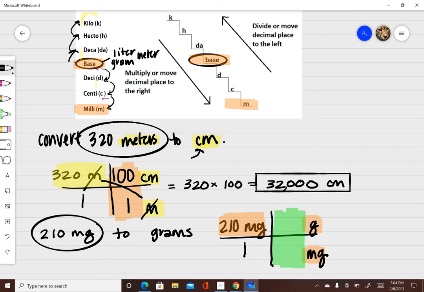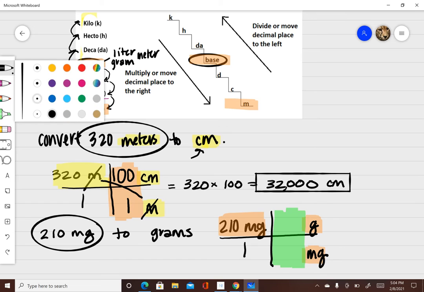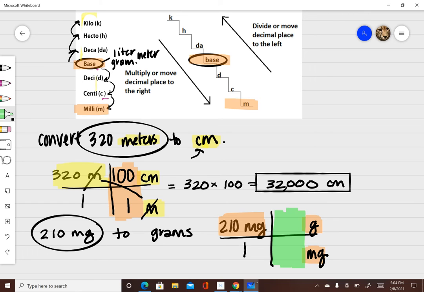So my question is, are grams or milligrams larger on my SI system scale? The correct answer would be grams. Why? Because it's a base unit, as we can see right here. Grams is my base unit. So this is the larger one. The larger one gets a 1 next to it. The smaller one gets a 1 with a certain amount of zeros behind it.